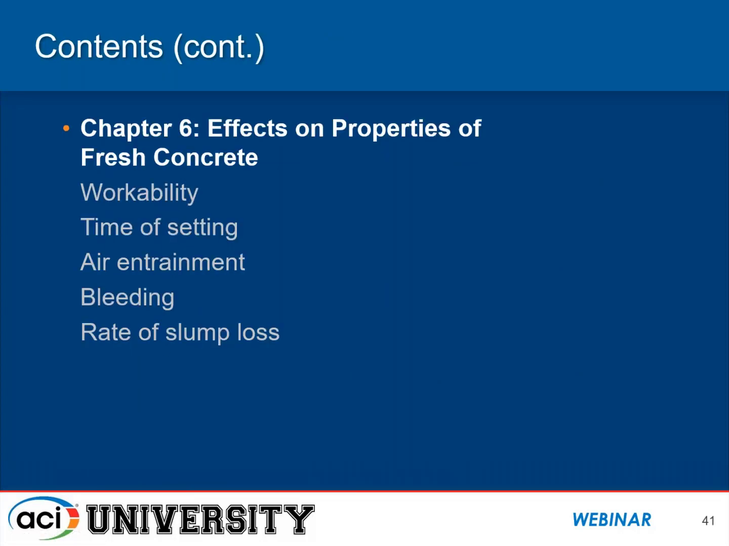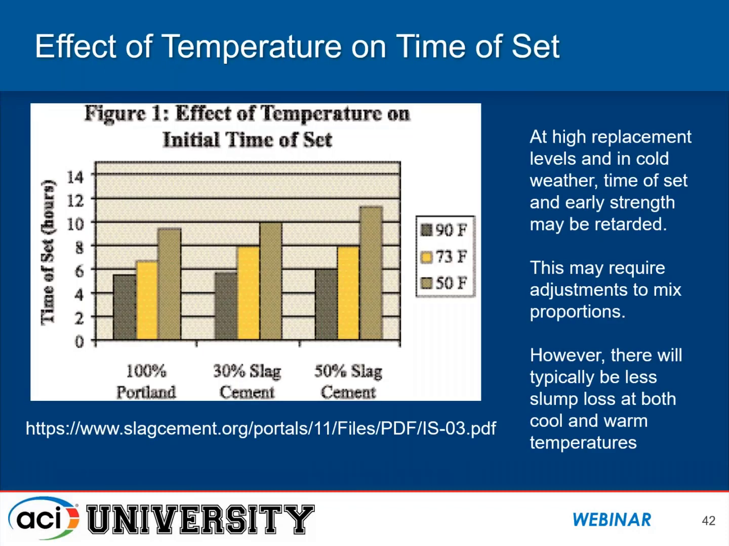And I'll talk about fresh properties. I won't go through all of this, but I'll talk about some of the items here. If you want more information, you can read the 233 document. The set times may change. Of course, temperature has a big impact on it. Even with Portland cement here, with temperature going from 90 Fahrenheit to 73 to 50, the set time goes up as it gets colder. The same thing happens with slag, and there's data here for 30% and 50% slag cement replacing Portland cement.